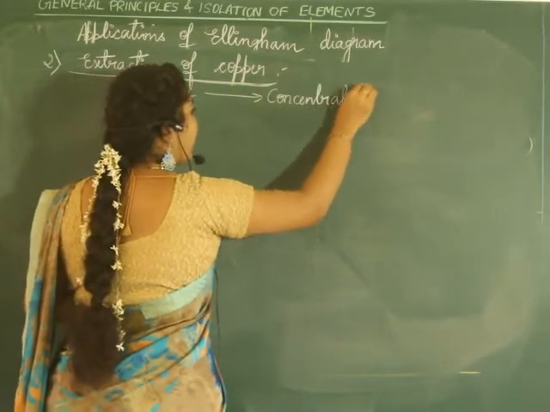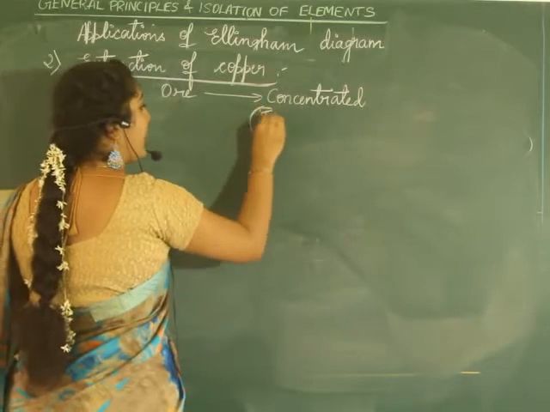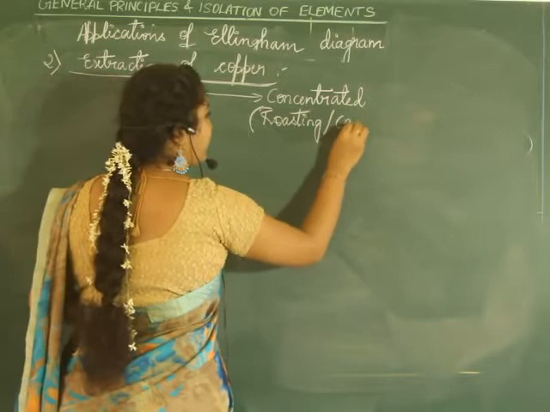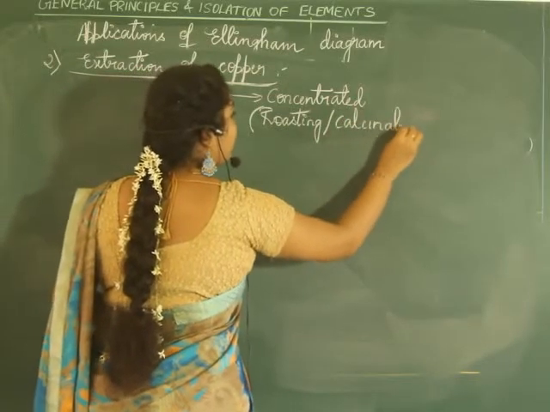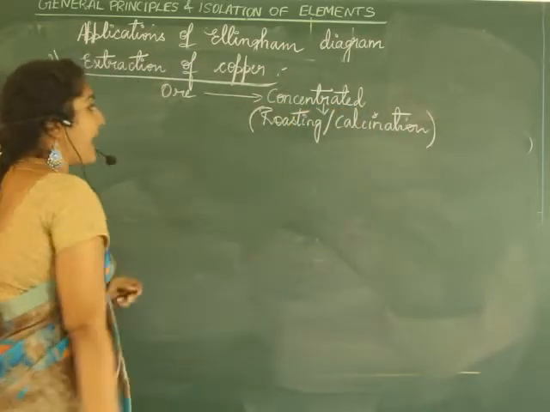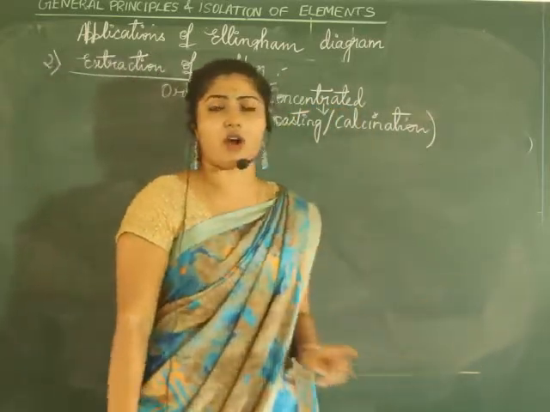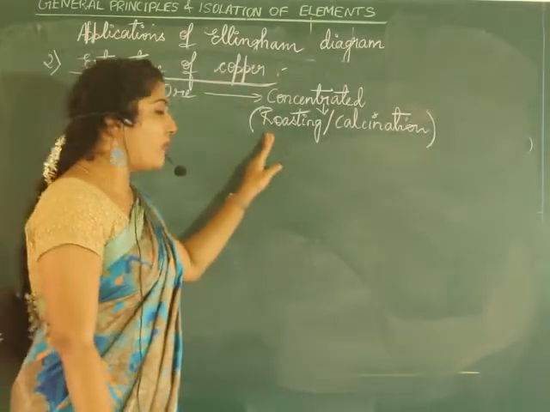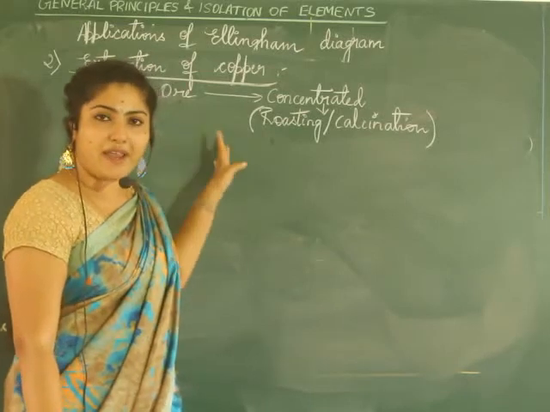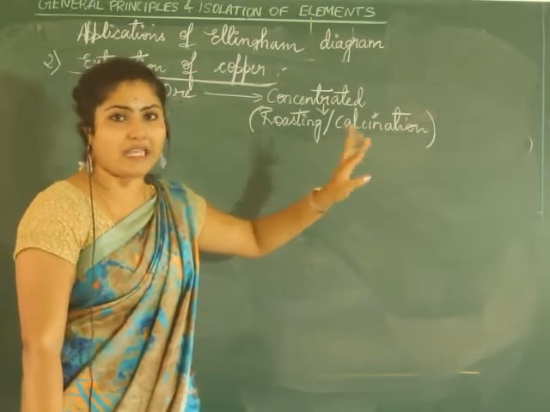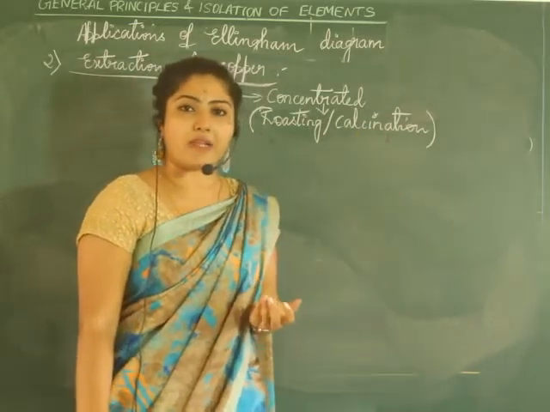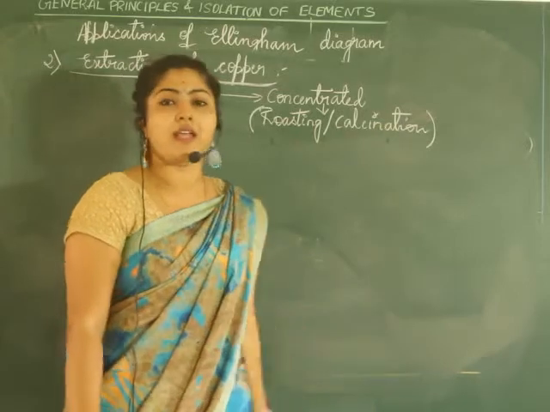How is it concentrated? If it is a sulfide ore, it is roasted. So either by roasting or calcination. After concentration, it is subjected to roasting or calcination. If it is a sulfide ore, we subject it to roasting. You know how it is converted, isn't it? Cu2S reacts with oxygen to give Cu2O plus SO2. Otherwise, calcination. If it is carbonate ore or some volatile impurities are present, then we subject it to calcination.